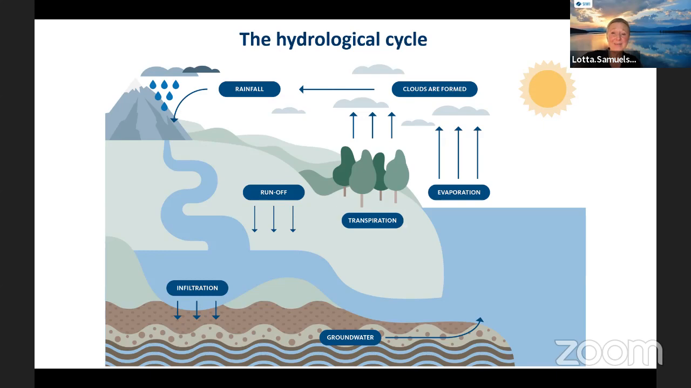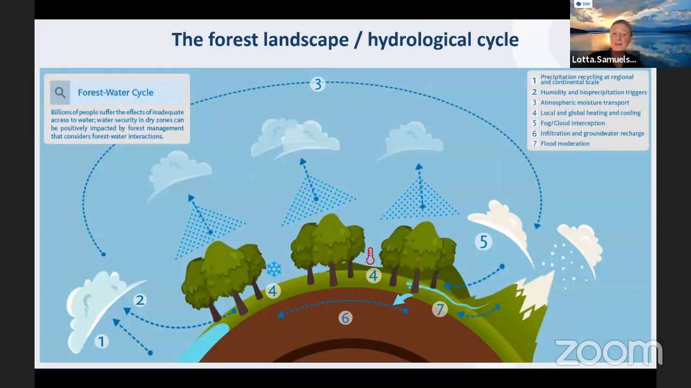Trees and forests have a very essential role in the hydrological cycle. Tree canopies and stems soften the velocity of the rain and help it to effectively moisturize the soil and recharge groundwater. Trees transpire and evaporate humidity up in the atmosphere, and also release small particles that trigger water droplets to form and fall as rain. And trees also influence air pressure and atmospheric moisture transport, as well as local and global heating and cooling.